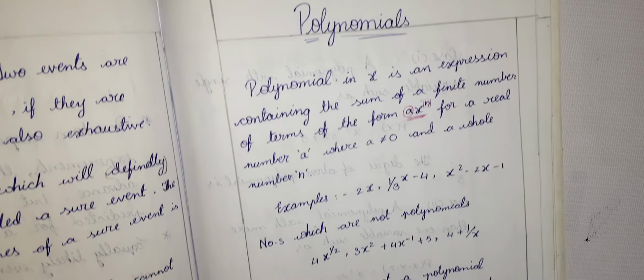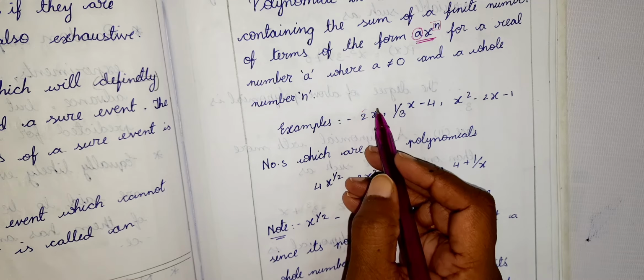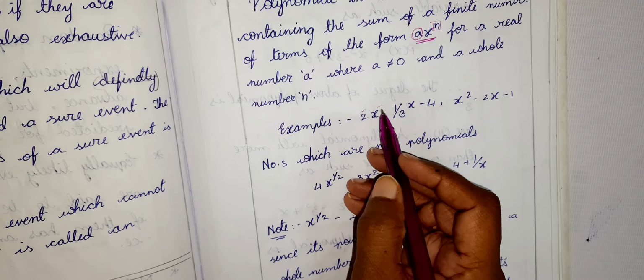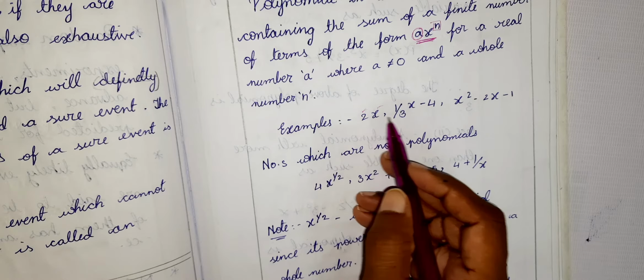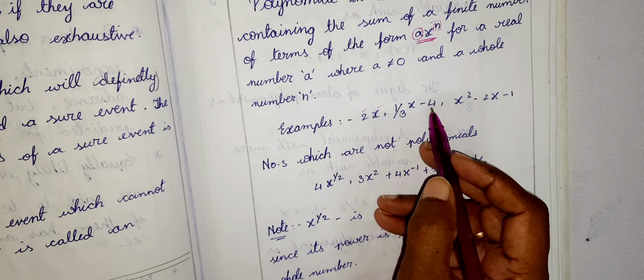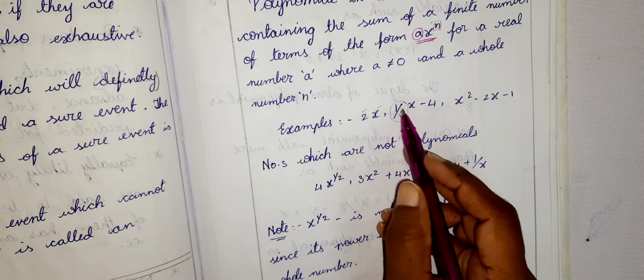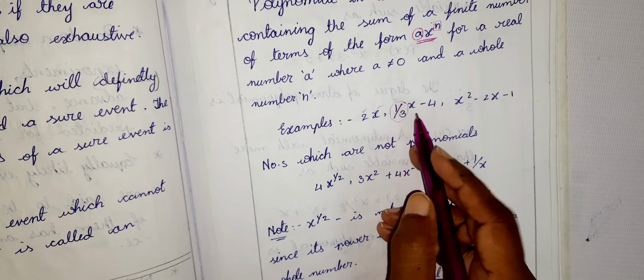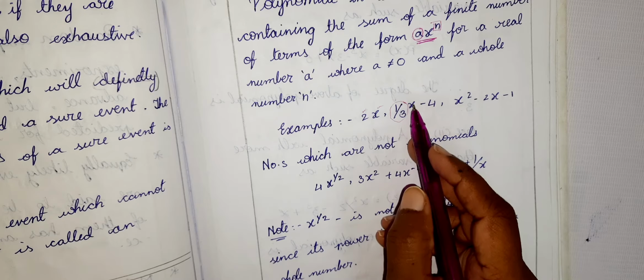As an example, if you observe 2x, 2 is an integer. Here in place of n you have 1, x^1. Okay, 1 is a whole number. Now (1/3)x minus 4. 1/3 is again a real number, or what do we say, a rational number. Right, x^1, 1 is a whole number.